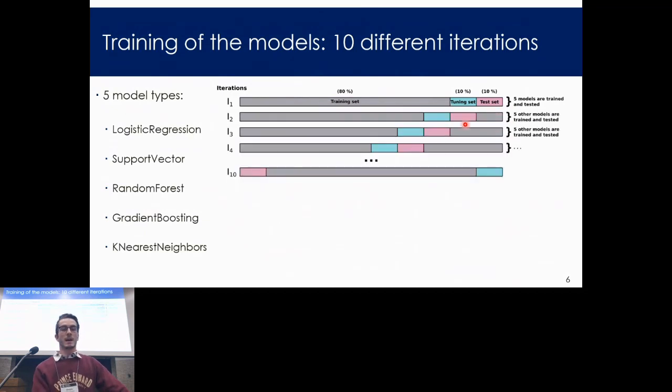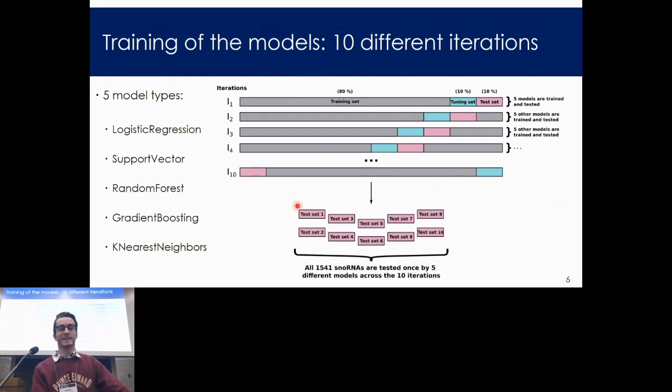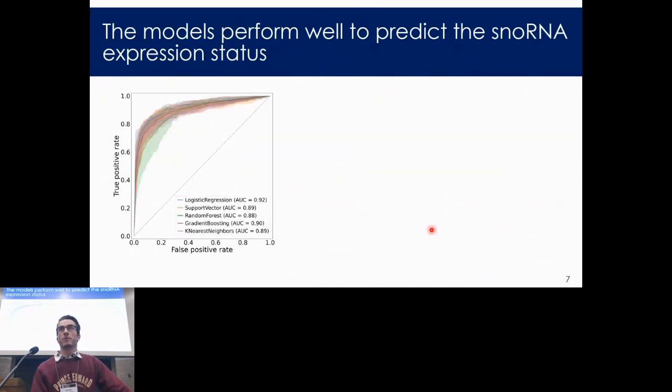And overall, by aggregating all of these test set predictions, I was able to predict the expression status of all snoRNAs once across these iterations. So here I show you the performance of the models in the form of a ROC curve. As you can see, with the high AUC values, we were quite satisfied with all of the models.